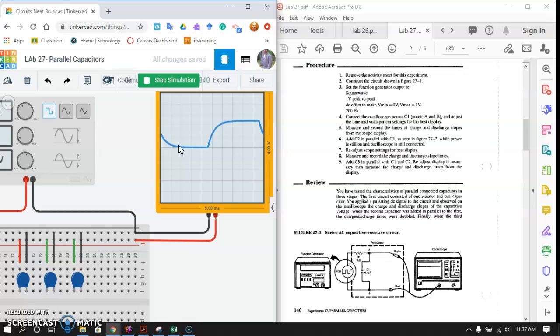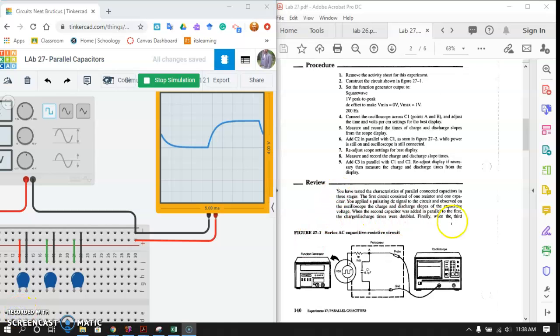We're increasing it. We're now at 0.3 microfarads in our capacitance, and so we're essentially adding another 0.5 milliseconds to the charge and discharge. We should be able to prove that with some calculations.